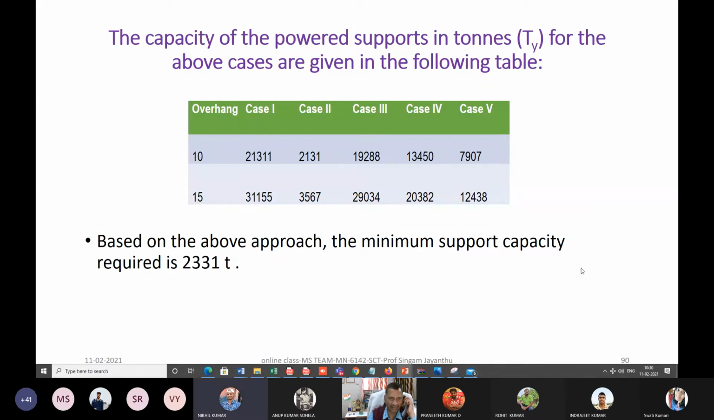And this is the way it was calculated using different values from the marks. The capacities of power supports in tons for the above case are given in the following table. So this is the overhang, and there are different cases for the overhang. Based on the above approach, the minimum support capacity required is 2331 ton.